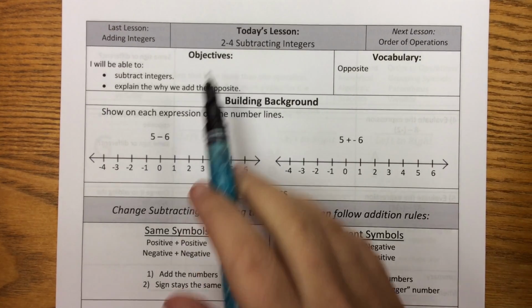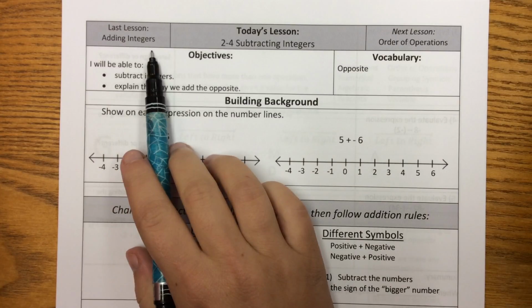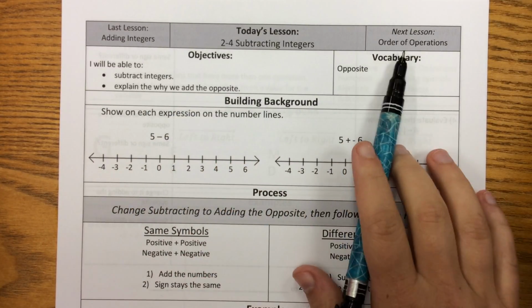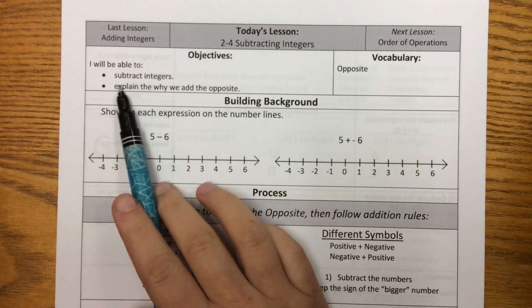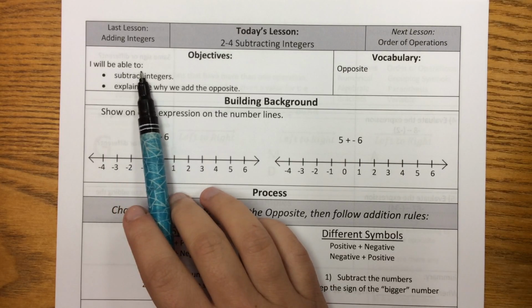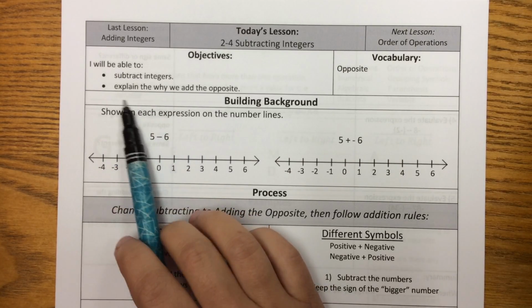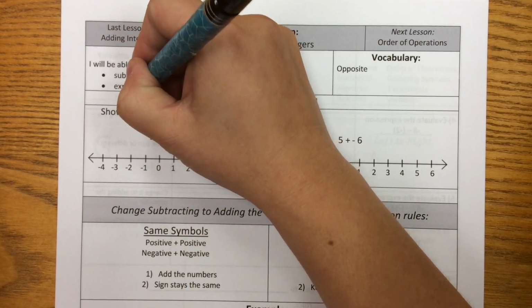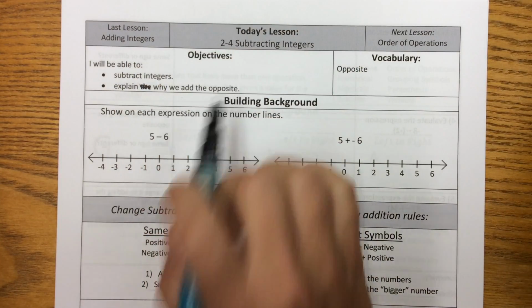All right, welcome to 2-4, subtracting integers. Our last lesson was adding integers, so now we're going to subtract them. Our next lesson is going to be order of operations, where we're going to both add and subtract those integers. So today's objectives: I will be able to subtract integers, and I will be able to explain why we add the opposite.